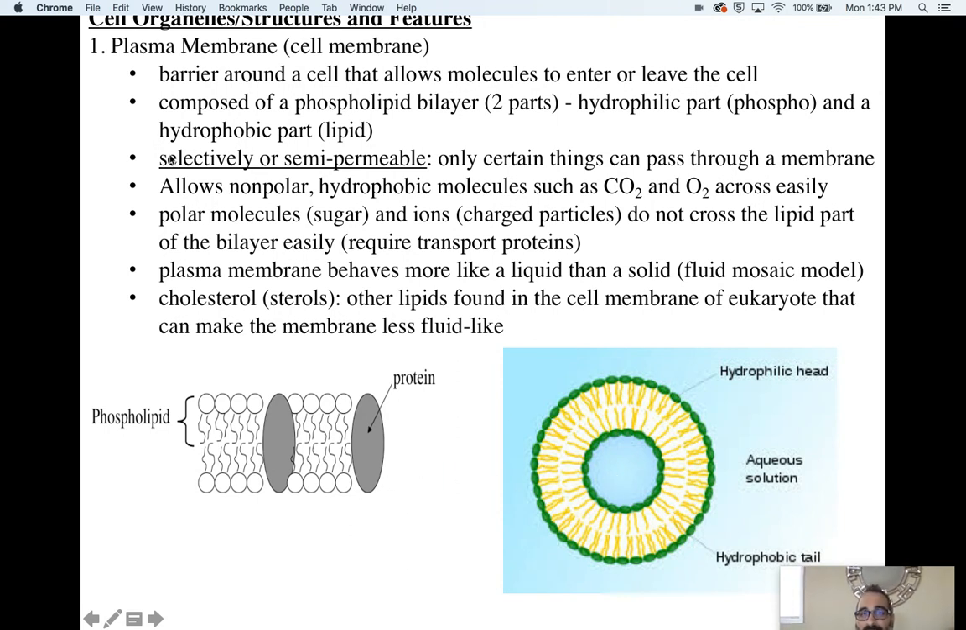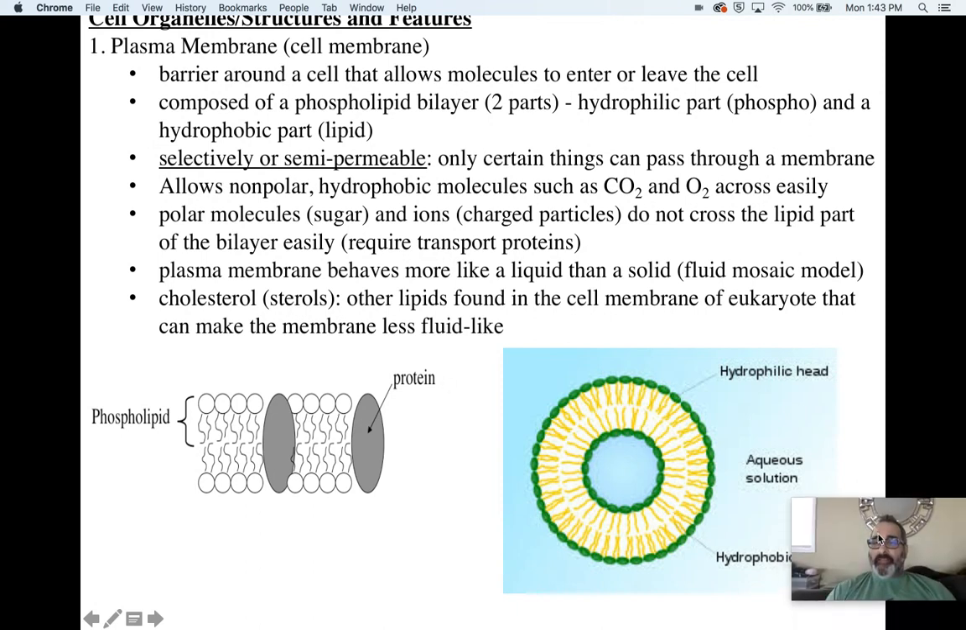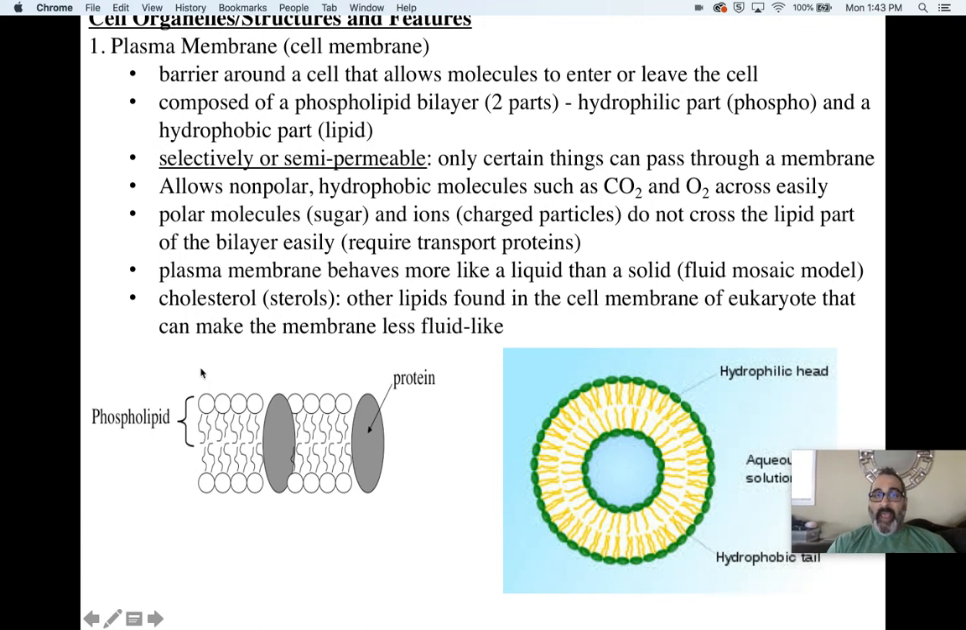Now, membranes are selective, or semi-permeable. Well, what does that mean? That means that only certain things can pass through the membrane. Okay. Well, what can pass through the membrane? Things that are non-polar, hydrophobic, can go right through the wall. They can pass right through. This is how oxygen enters our cells. It enters directly, right through the membranes of our cells that need oxygen. When we excrete carbon dioxide, this is how carbon dioxide leaves the cell. It can go right through the wall. It doesn't need any special helpers to get through the wall.